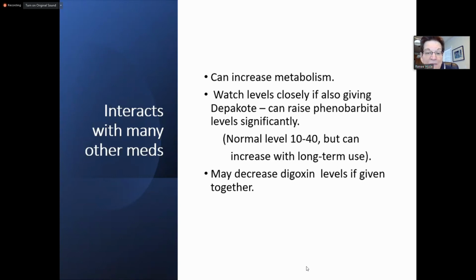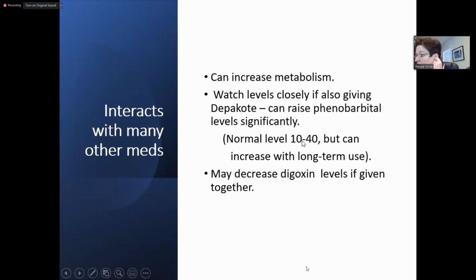So what does that mean? If my normal level of a patient that's on phenobarbital is between 10 and 40, if they're between those two numbers, they should not experience seizures. However, some patients may have to be closer to the 40 than to the 10 for seizure activity to stop.